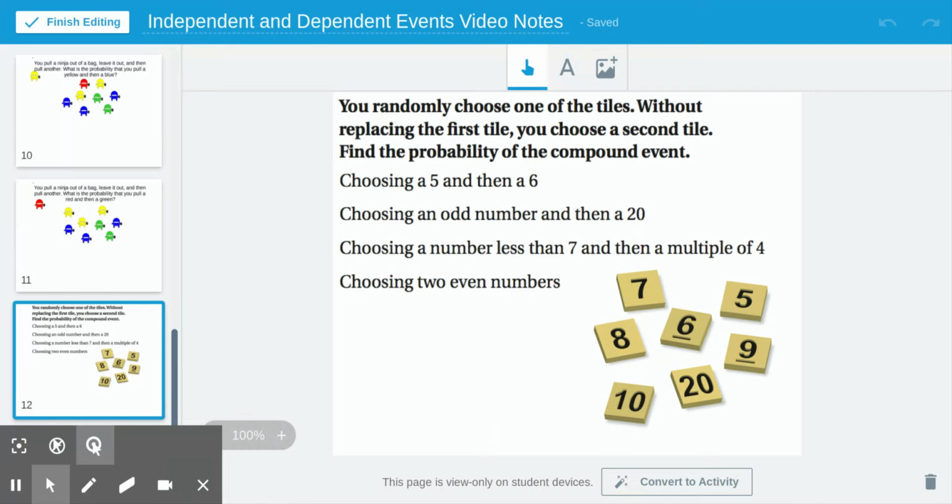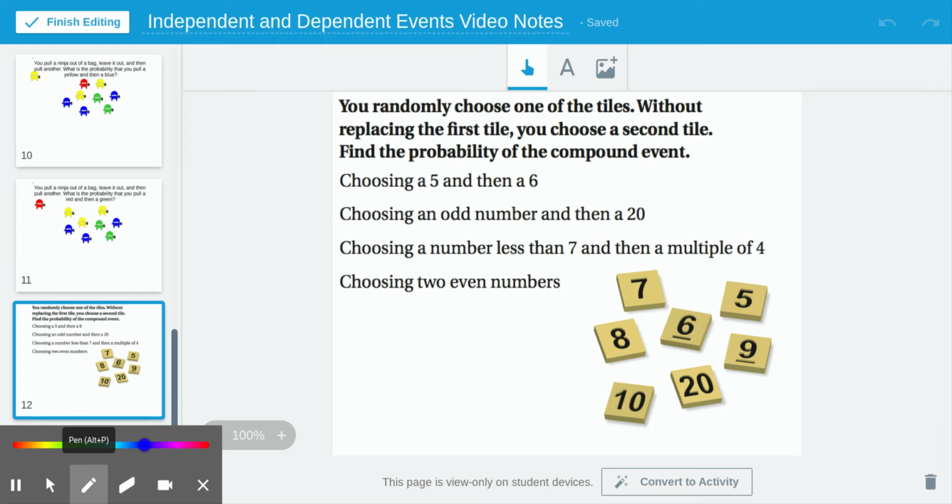Okay, for this last set of examples, we're going to be looking at tiles. So it says you randomly choose one of the tiles. Without replacing it, you choose a second tile. So we're not going to put it back. We want the probability of each thing. So we're going to do 4 different problems altogether here.